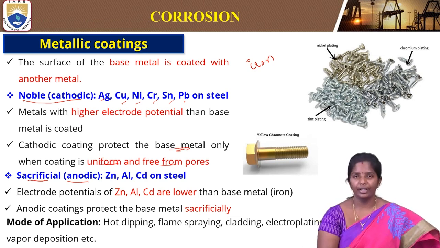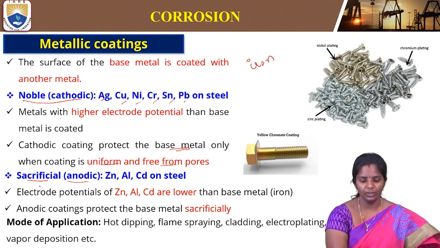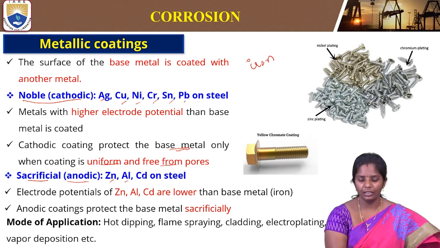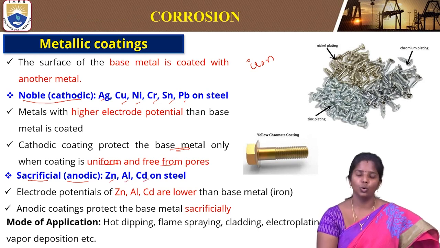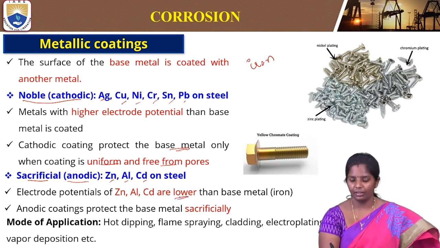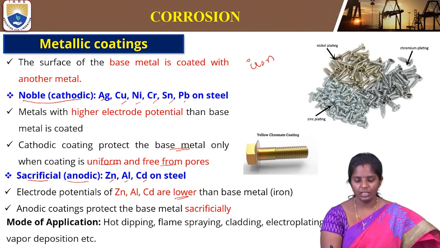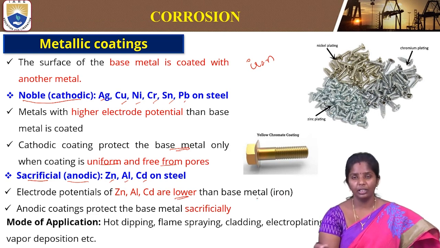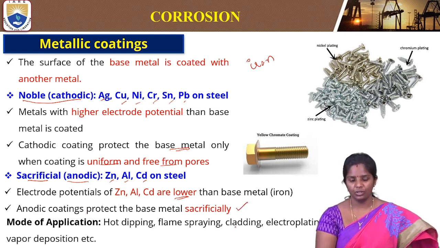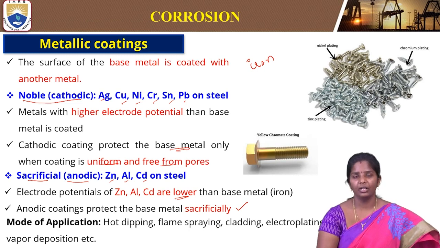only then will it help in avoiding the corrosion. The other one is the sacrificial or anodic coatings, wherein zinc, aluminium and cadmium are used to coat steel. The electrode potentials of zinc, aluminium and cadmium are lower than iron or steel. So these are used for anodic coatings. Anodic coatings protect the base metal sacrificially. It means the coating that is applied will undergo corrosion and will protect the base metal.